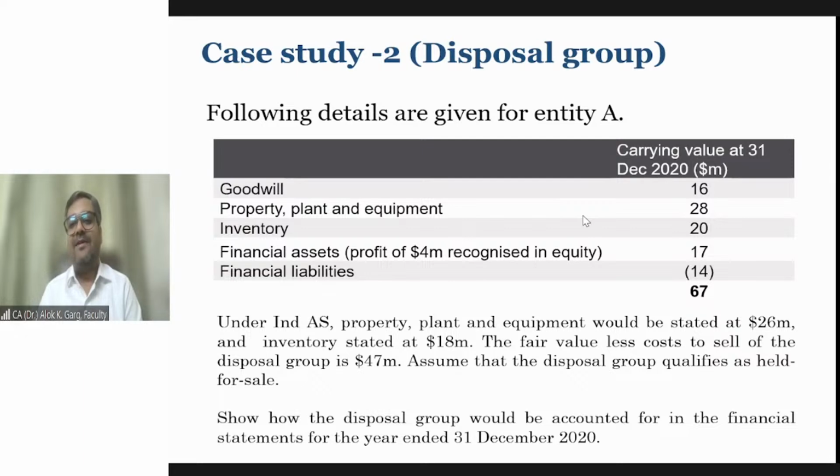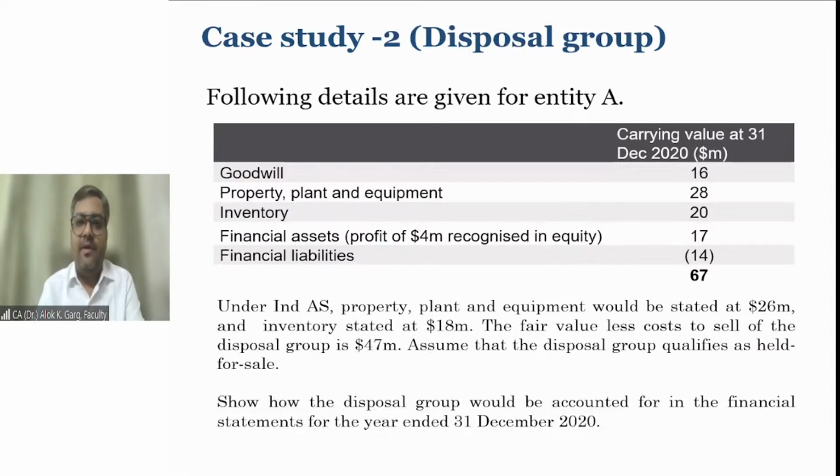The concept is given under Ind AS 36, not Ind AS 105. But yes, the concept is the same in Ind AS 105, because Ind AS 105 says that the impairment loss on the group of assets will be allocated as per Ind AS 36, right? So Abdul and Shruti have also confirmed. Let's move on, guys, and discuss this disposal group case study. Following details are given for entity A. Okay, you can see on the screen.